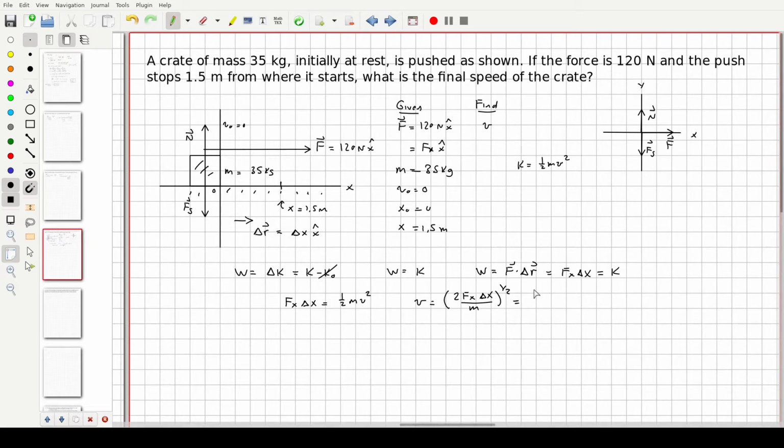So if I were to plug stuff in here, F sub x is 120 newtons. Our displacement, final minus initial, ends up being 1.5 meters. And our mass here is 35 kilograms. So if I actually do the math here, 120 times 1.5 divided by 35, I get 3.2 meters per second.